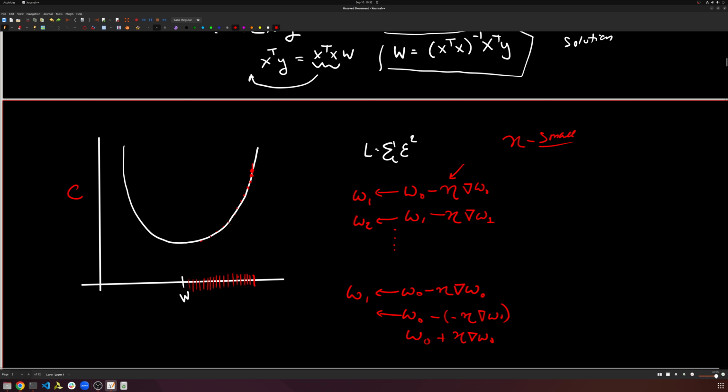But it will take lots and lots of compute, lots and lots of these gradient steps to actually make it there, which makes it expensive and unnecessary. There's no need to compute so many gradient steps.